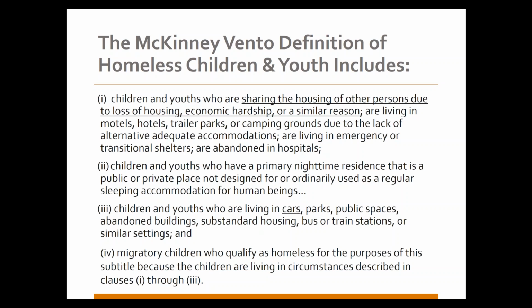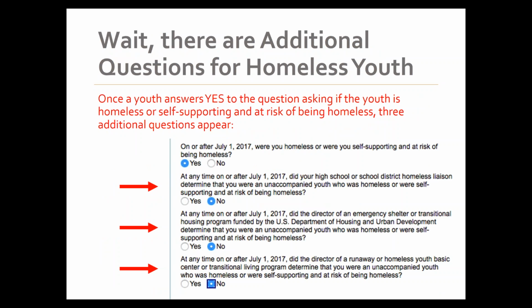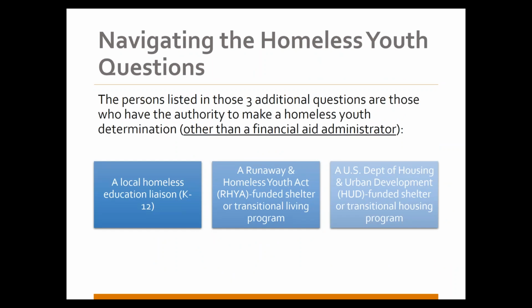So to resume our walk through the dependency status section of the FAFSA, you recall that the last question was about whether the youth was homeless or self-supporting and at risk of being homeless. Well, if you answer yes to that question because you meet the definition we just ran through, 3 additional questions appear. These are basically asking about whether any of the 3 people mentioned in the questions can verify your status as a homeless youth, which is called making a homelessness determination. So these 3 people, we've put on the next slide in these boxes so we can talk about this. These are the 3 people other than a financial aid administrator that can make a homelessness determination for a student.